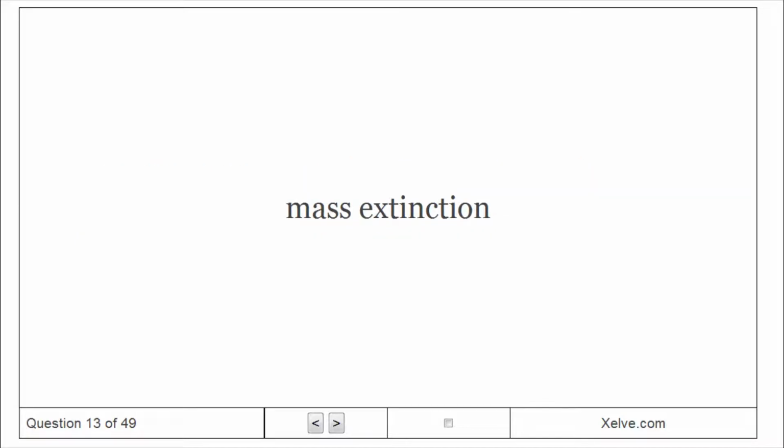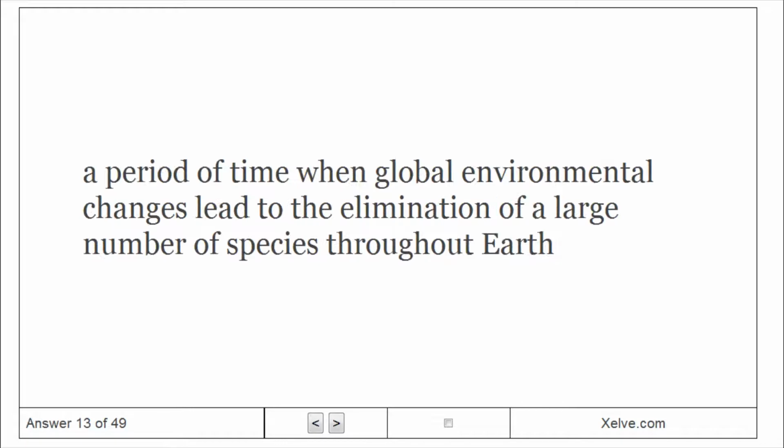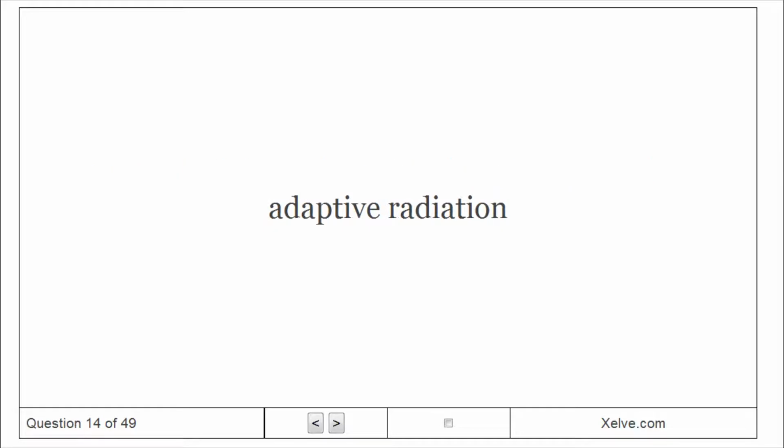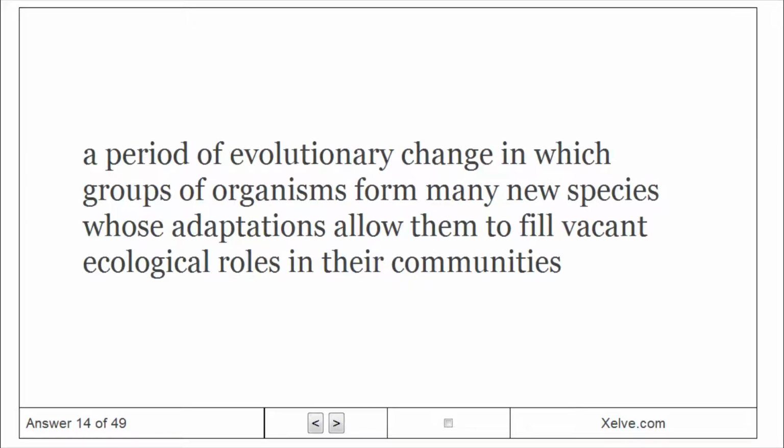Mass extinction. A period of time when global environmental changes lead to the elimination of a large number of species throughout Earth. Adaptive radiation. A period of evolutionary change in which groups of organisms form many new species whose adaptations allow them to fill vacant ecological roles in their communities.